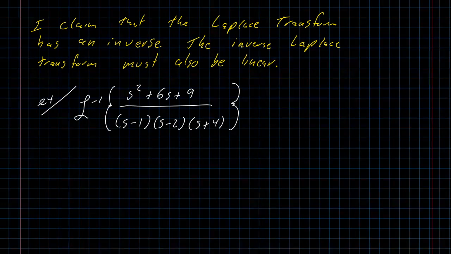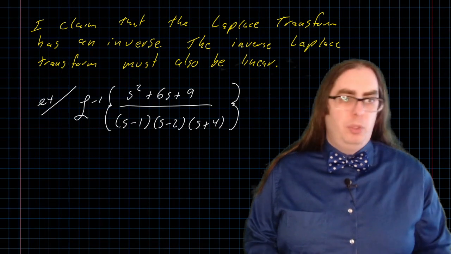So my goal is to find the inverse Laplace transform of (s squared plus 6s plus 9) all over (s minus 1)(s minus 2)(s plus 4). And if you are stopping and saying, wait a second, this doesn't look like several things added together that we can then use the property of linearity to figure out, well, you'd be absolutely right.